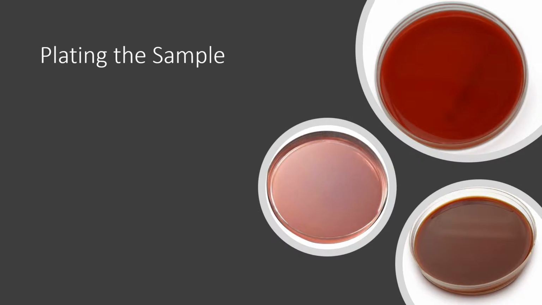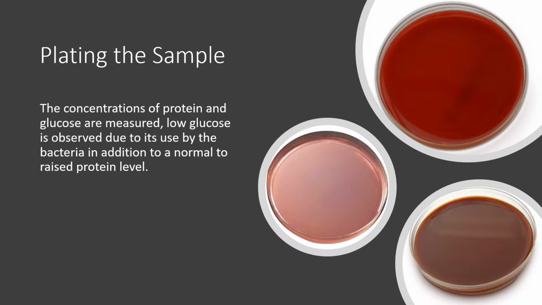The concentrations of protein and glucose are measured as additional confirmatory tests. A low glucose is observed due to its consumption by the bacteria, in addition to a normal to raised protein level. These tests ensure that the patient has a pyogenic bacterial infection and not an abscess, tuberculosis, or cryptococcal infection. Once the issue is determined to be a bacterial infection, the patient is empirically treated with penicillin and amoxicillin, depending on age, and awaits further results.